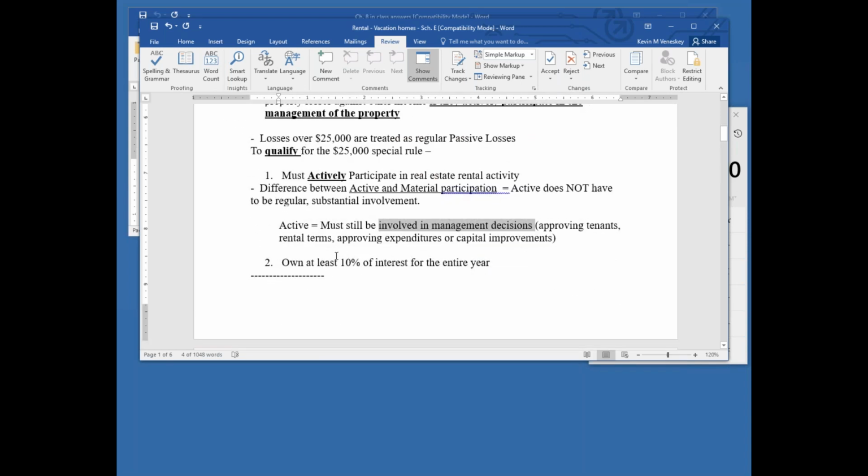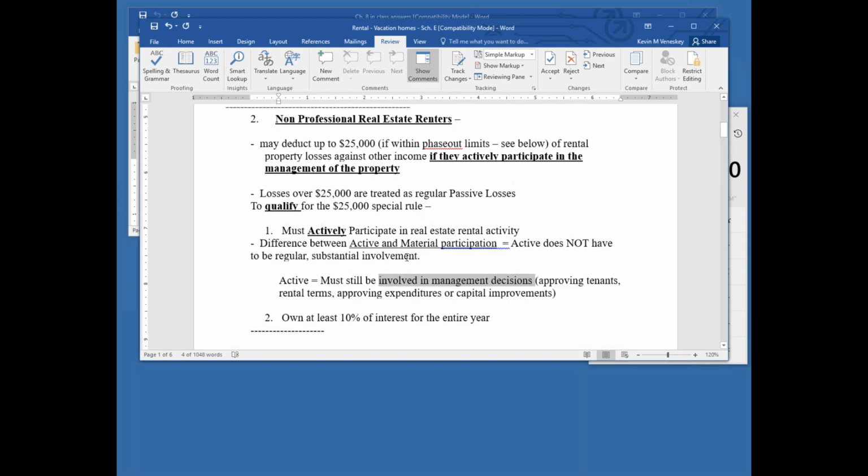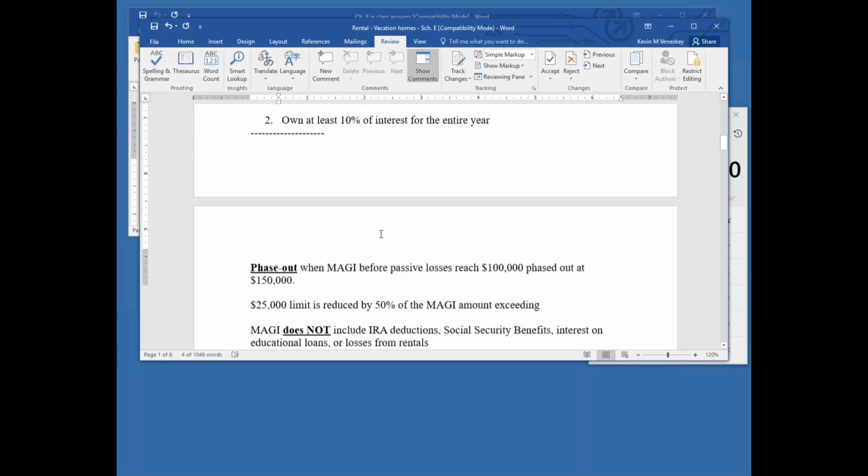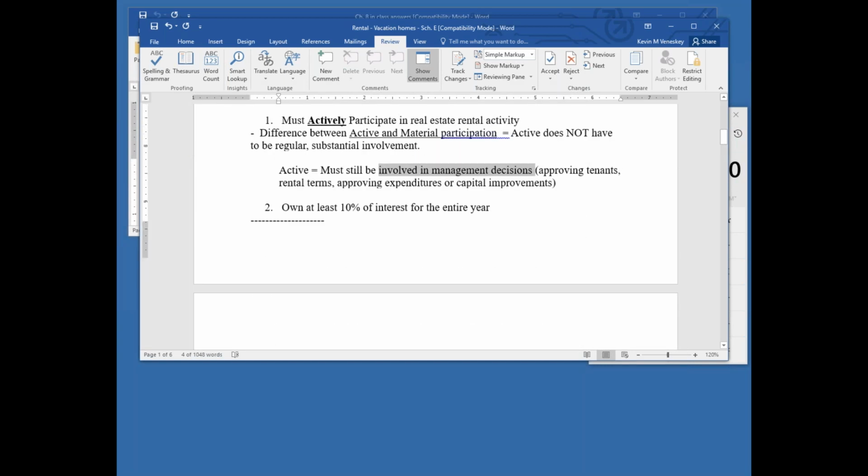And the other weird one here is, do you own at least 10% of the interest? You probably own it all. Okay, so you do get to take a loss in either one of those cases, and in this case, this is just for your normal renter, and as long as they approve the renters, collect the rent, direct who does the repairs, they don't have to be doing things every day in the business to be counted as a regular active participant.